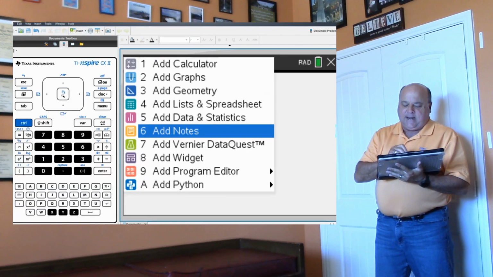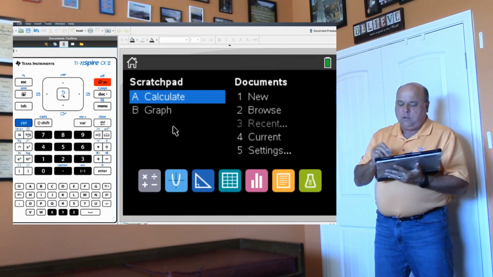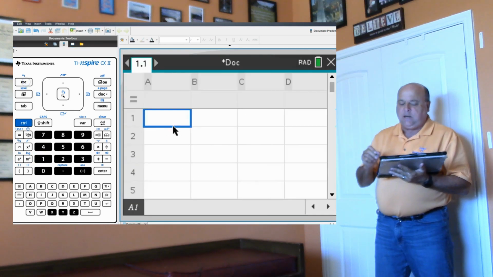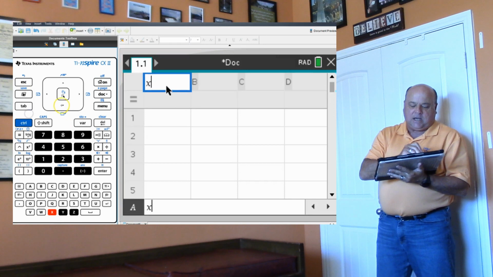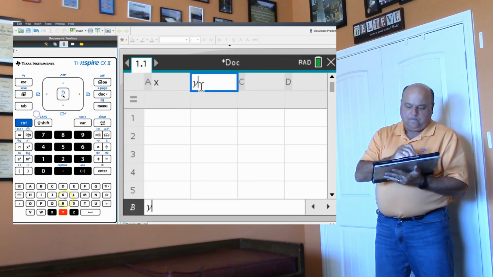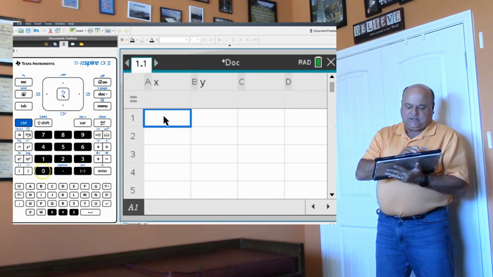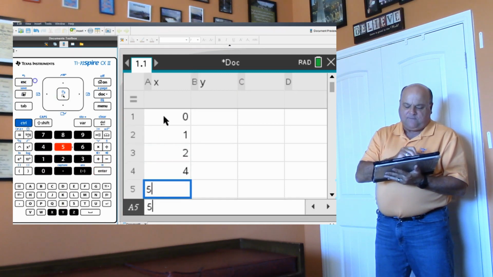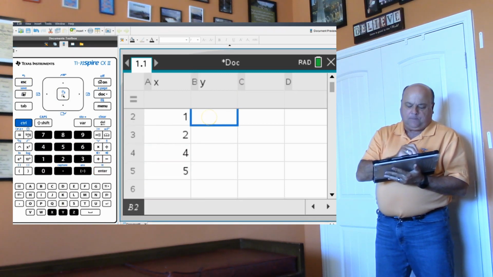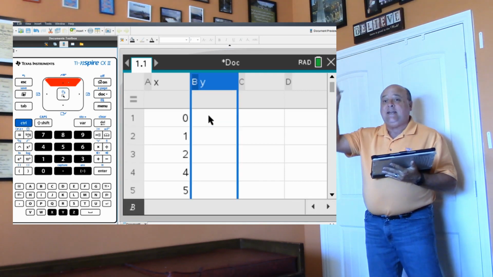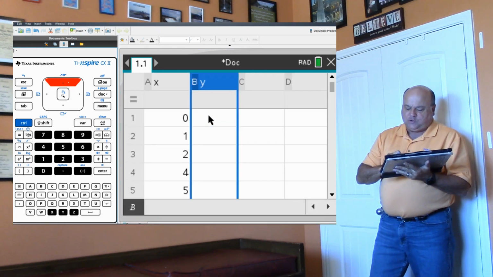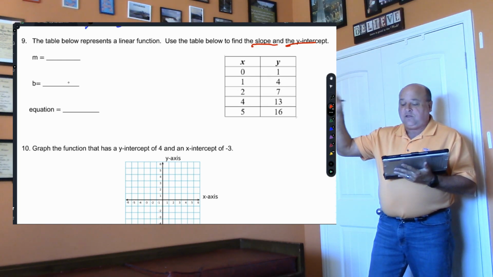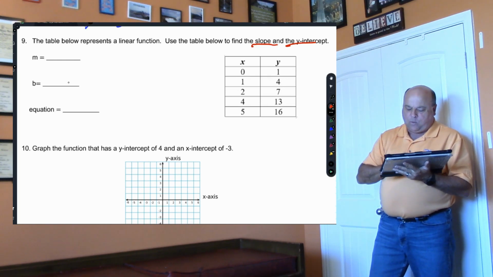We're going to hit Add Spreadsheet. We're going to click Home. We're going to click 1 for New. We're going to click 4 for Spreadsheet. We need to put our x and y at the top. And now my x's are 0, 1, 2, 4, and 5. I'm going to go back up here to the 0. Now I need to put in all my y's. So I'm going to go to the spreadsheet: 1, 4, 7, 13, 16. Those are going to be my y's.